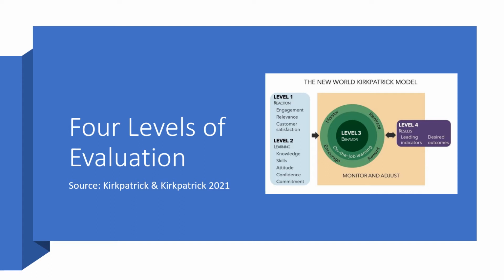The new model addresses several concerns. One of the biggest is how to connect the four levels together. This has been addressed by dividing the model into two groups. The first group includes level 1, which is reaction, and level 2, learning. And the second group includes level 3, behavior, and level 4, results. This is done to show that the two levels in the same group are closely related to each other and that there is a bigger separation between the two groups. Now let's take a deeper dive into looking at these different groups and levels.